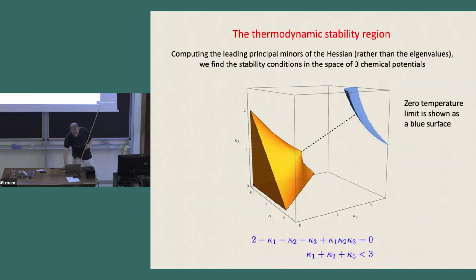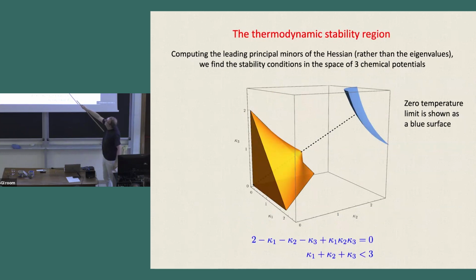Now, immediately you can analyze. So you can compute this Hessian right from the equation of state. You can compute this Hessian and analyze what is the stability region in the language of these 3 chemical potentials, kappa 1, kappa 2, and kappa 3, right? And you can plot this. So the stability conditions, right?